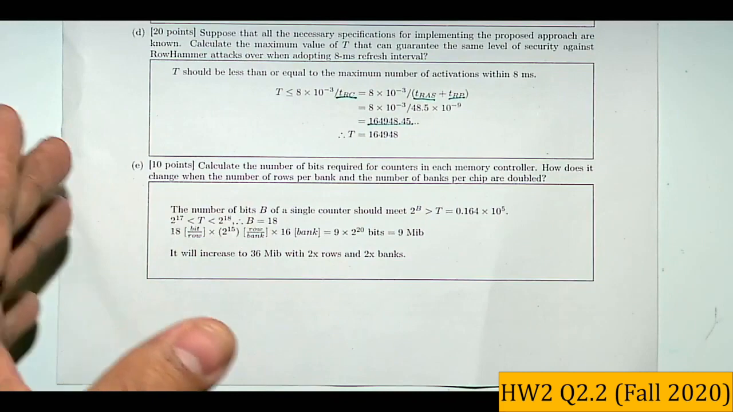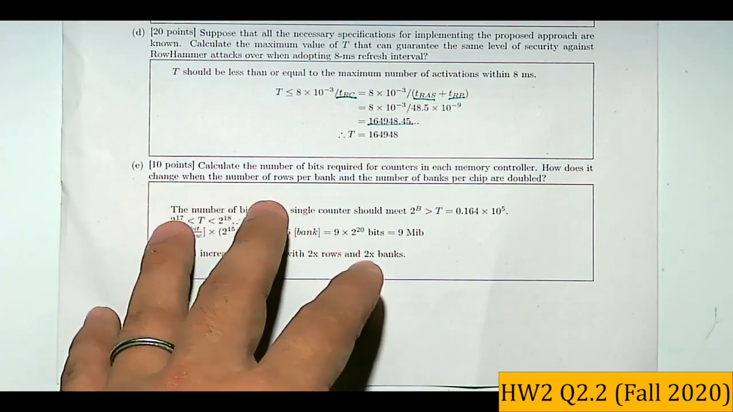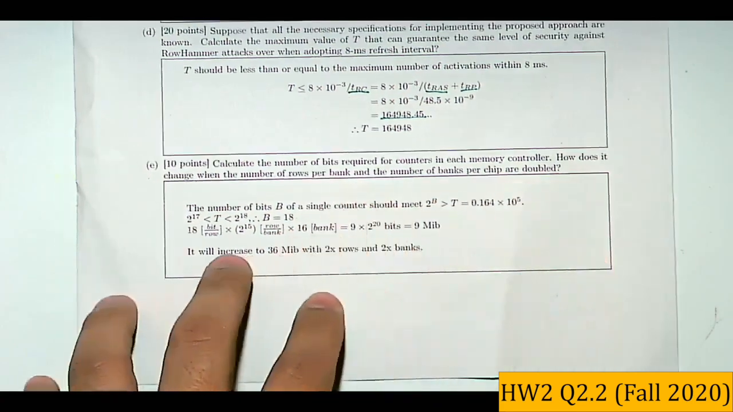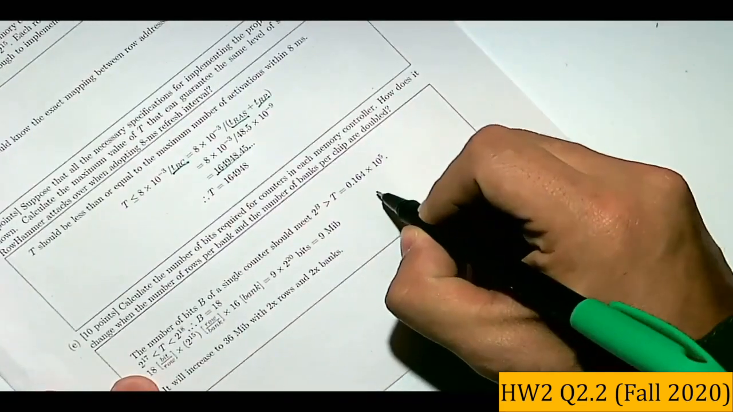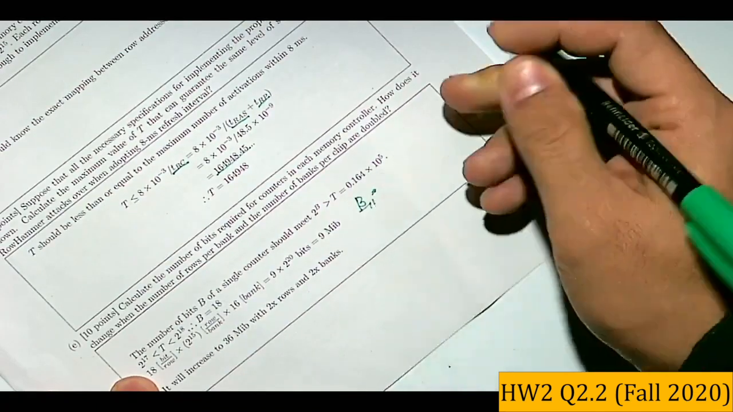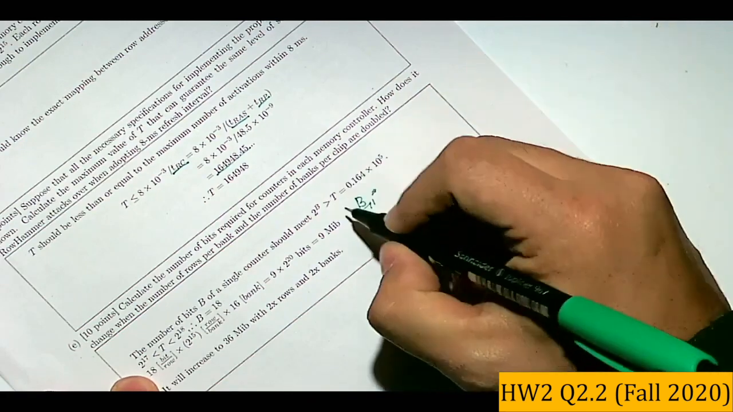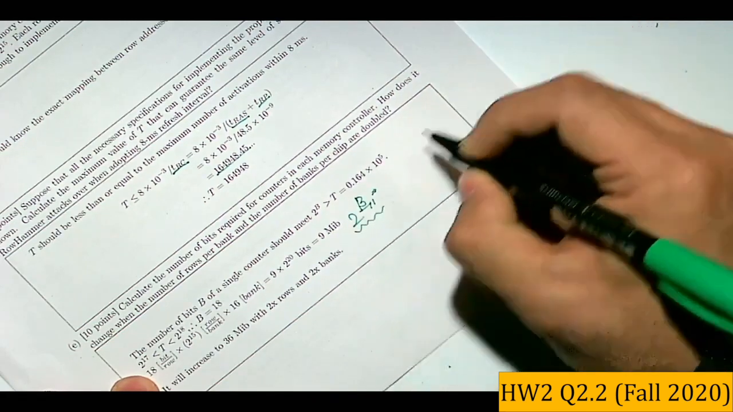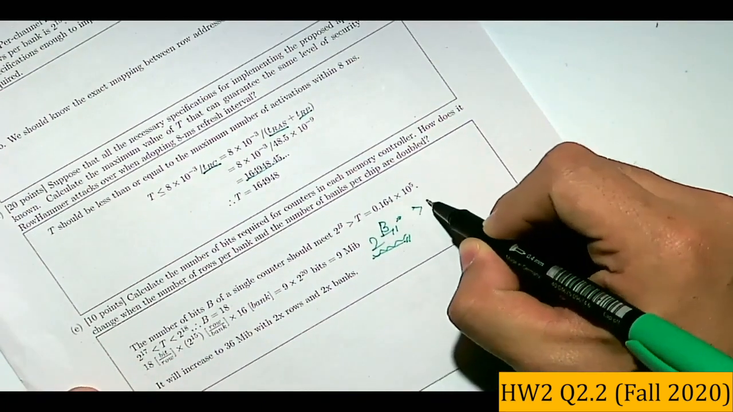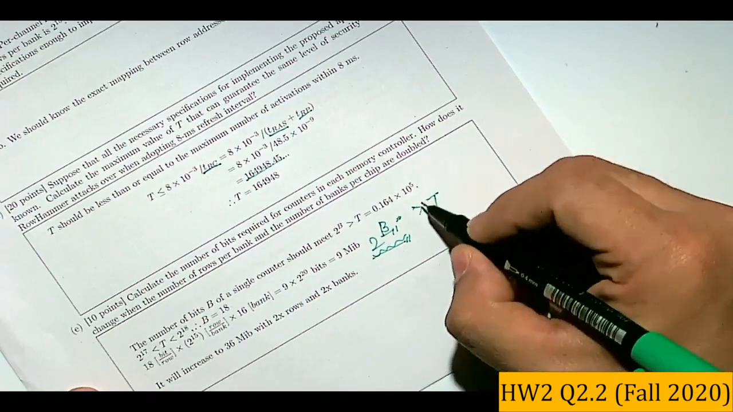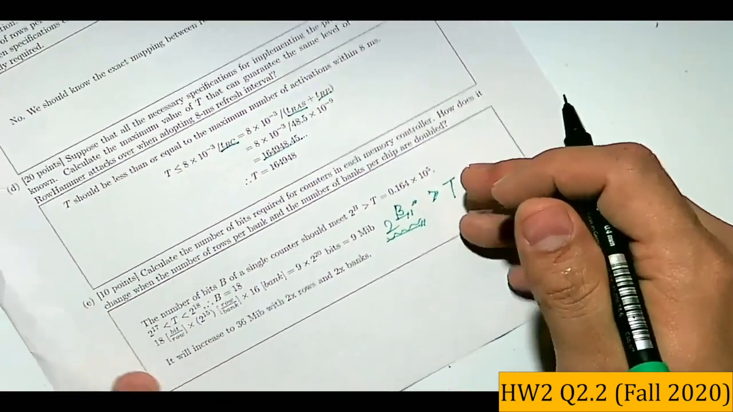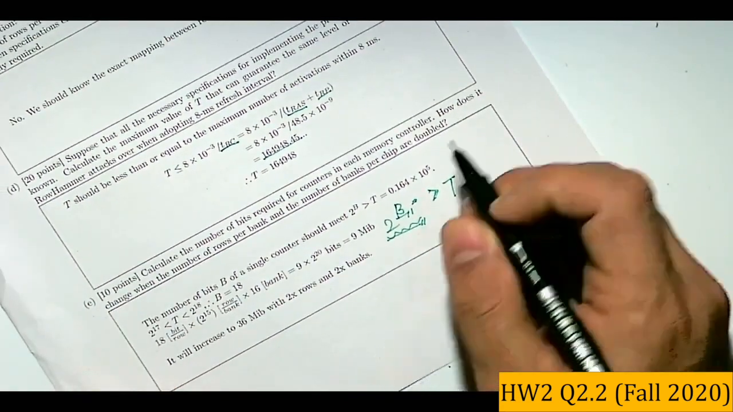The next question asks for the number of bits required for maintaining counters in each memory controller, and it's actually very easy. Let B be the number of bits. The number of values we can represent with B bits should be larger than T, and we definitely need to calculate the maximum value.